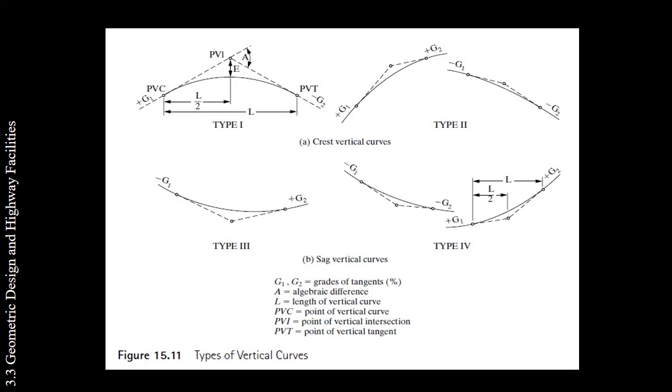So the difference is that in type 1, the G1 is positive while the G2 is negative. In type 2, the G1 is positive and the G2 is positive, and the other one is the G1 is negative and the G2 is also negative. For type 3, the G1 is negative and G2 is positive, and for type 4, the G1 is negative and G2 is negative also, and G1 is positive and G2 is positive.